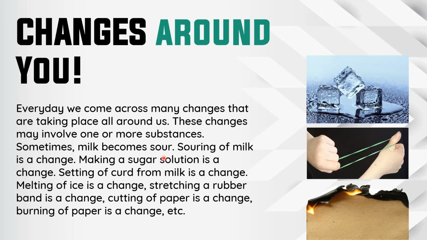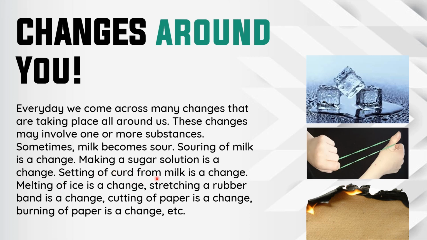Sometimes milk becomes sour. Milk after spoiling, the taste is changed. A sour taste. Souring of milk is a change. So there also happened one change. Making a sugar solution is a change. So actually sugar is a crystal or it is a solid form. But when it is dissolved in water, its state changed. So there also you can notice one change.